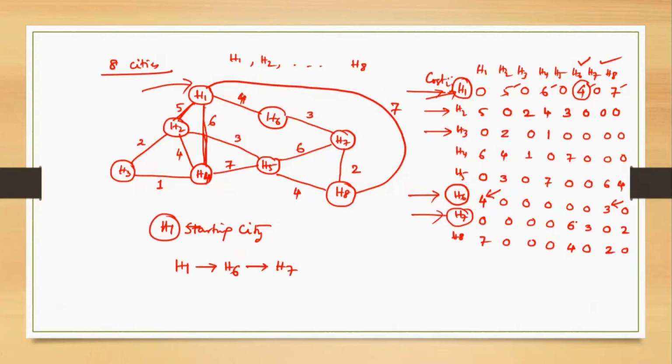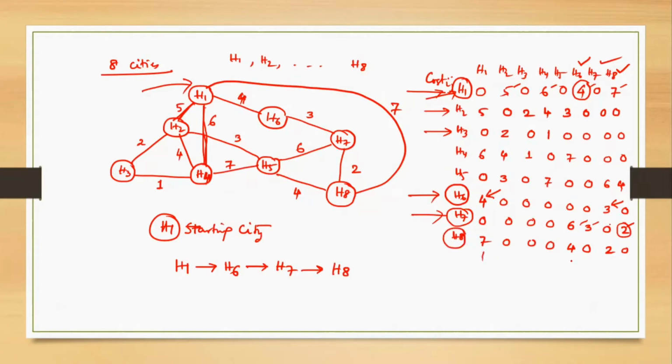So identify the non-zero entries. These 3 are the non-zero entries. Among these 3, 2 is the minimum. So 2 is the minimum cost, where the city is actually H8. So from H7, I am moving to H8. Then I am right now at H8.